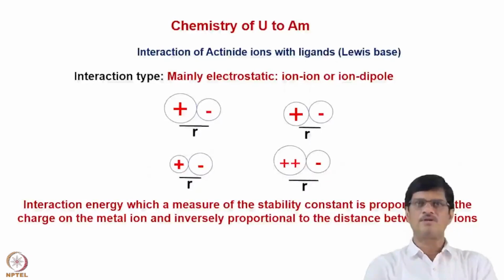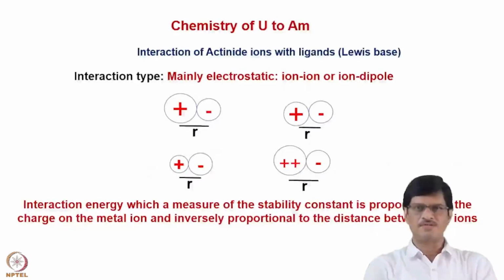Now, when we are talking about the chemistry of actinides, we also should know about their complexation, that is, the interaction of actinide ions with the ligands, which are mostly Lewis bases. The interaction with actinides is mainly electrostatic, that is, ion-ion or ion-dipole. So all the actinide metal ions are ions, and we have the ligands which can be neutral ligands. In such a case, we have an ion-dipole interaction. And if it is an anionic ligand, then it is the ion-ion interaction.